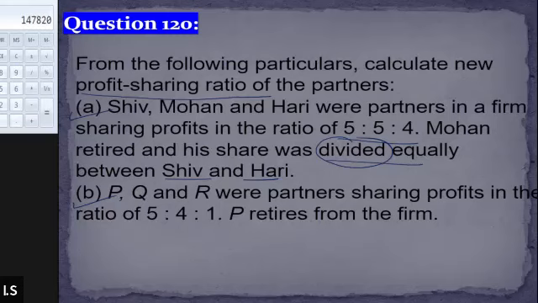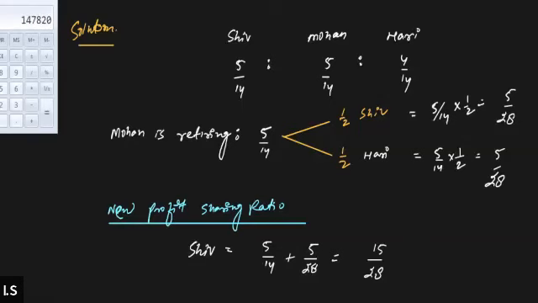Done, everyone? No, sir. Could you solve it, please? Okay. All right. See, this is how we will solve it. First of all, the old ratio of the partners is given, 5 is to 4. That means the old ratio was 5 by 14 and 4 by 14. Is that right? Yes, sir.